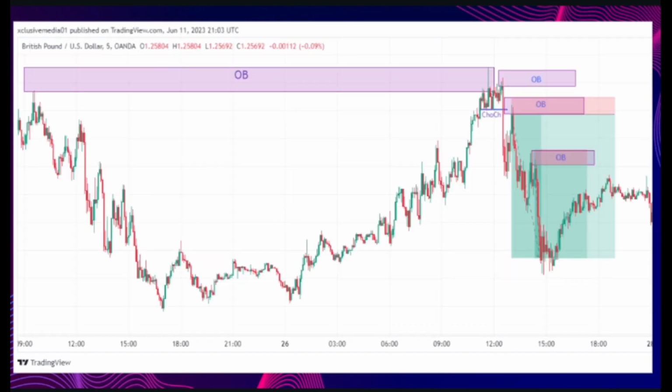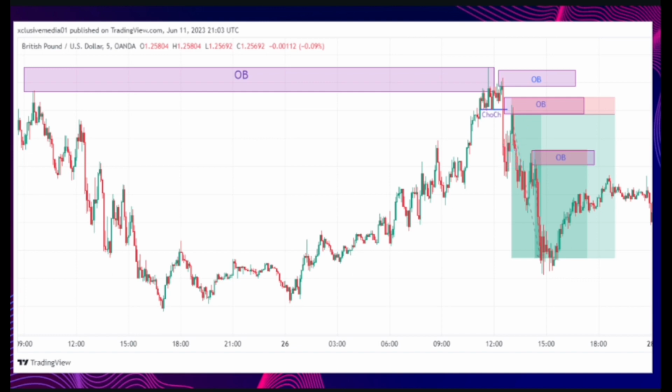So on the 5 minutes, here we can see that we have already made a change of character since the candle has broken and closed below this level. You can see the change of character. So we mark this recent 5 minute order block. We mark the order block and place our sell order. We took the trade when the price retraced back to here.